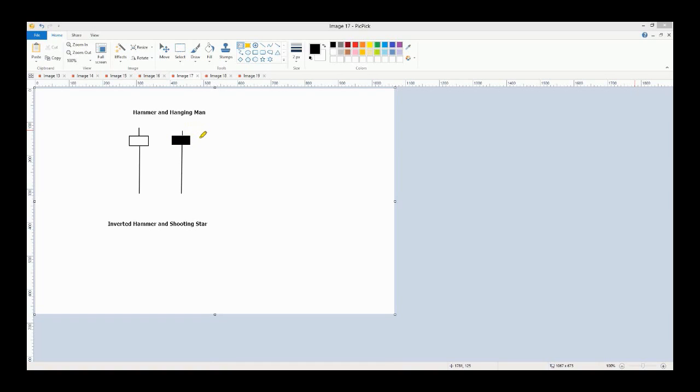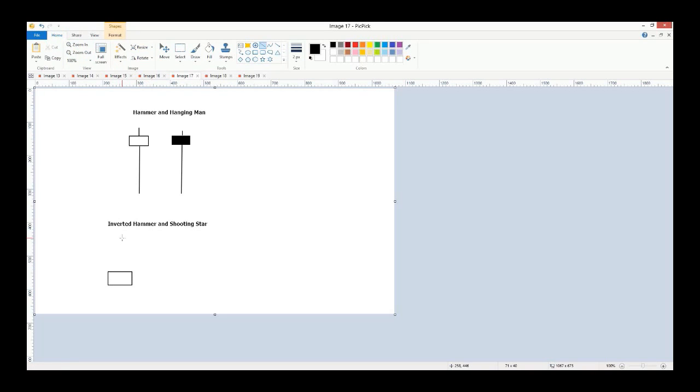This increased selling pressure during the trading session creates a warning that the bears are starting to gain momentum in the market. Then we also have the inverted hammer and the shooting star. They are mainly going to be the same as the hammer and the hanging man, but the opposite way. So let's try and create this candlestick.